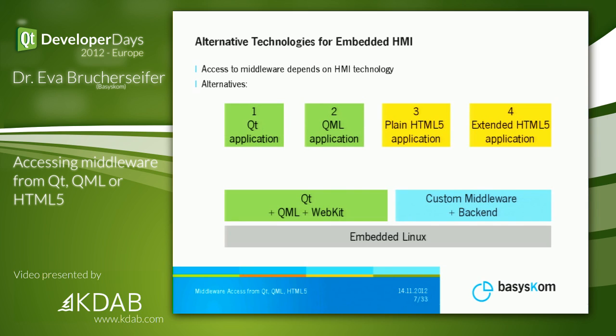We're looking into 2 variants here. First is just plain, standard HTML5, and how to access the middleware here. But then also we can add APIs to the local runtime, and that's the last example we are looking into.